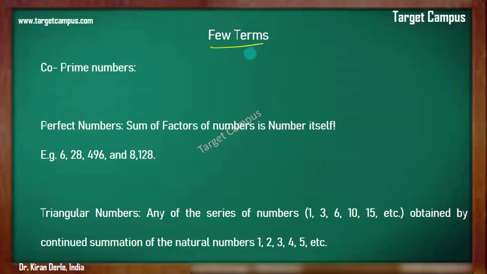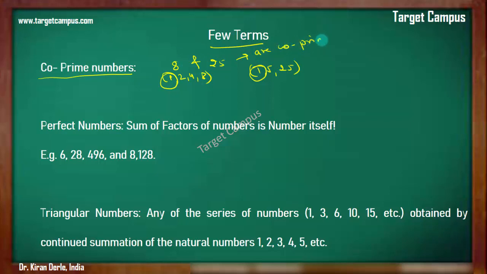So a few terminologies. Co-prime numbers. What are co-prime numbers? Say for example 8 and 25. Factors of 8 are 1, 2, 4, 8. Right, these are factors. 25 factors: 1, 5, 25. Apart from one, nothing is common between them. That's why 8 and 25 are a co-prime pair.